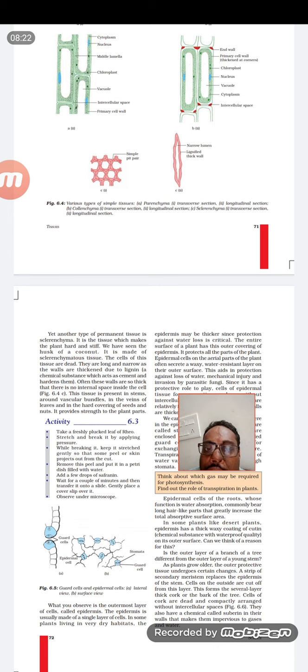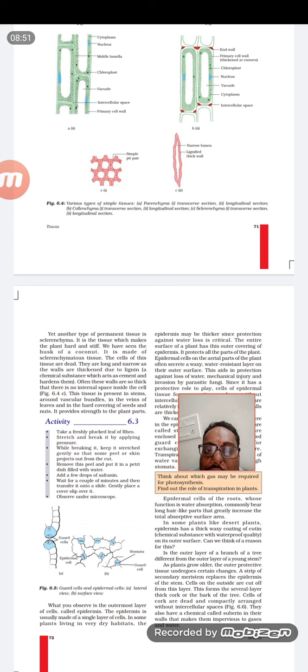In some cases, the epidermis of desert plants has a very thick waxy coating on the surface. This waxy coating is known as cutin, and it protects the plant from loss of water. That means it works as a waterproof agent.